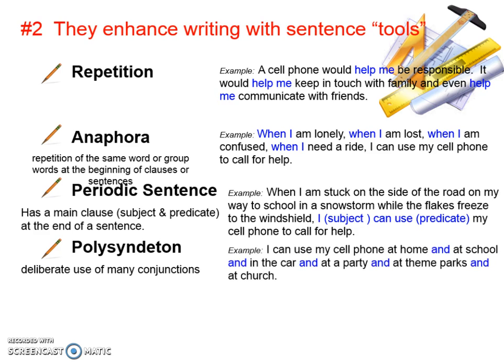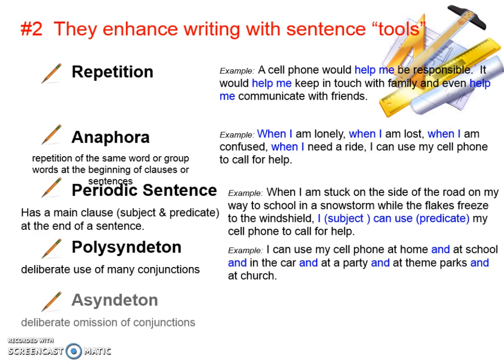For example, I can use my cell phone at home and at school and in the car and at a party and at theme parks and at church. So you're accentuating that there's so many places that a cell phone would be helpful. And so using those multiple conjunctions, all of those ands, there are other coordinating conjunctions like but, or, and, nor, for, so. Fanboys, just remember fanboys. And you could use any of those in a list to make it polysyndeton on purpose.